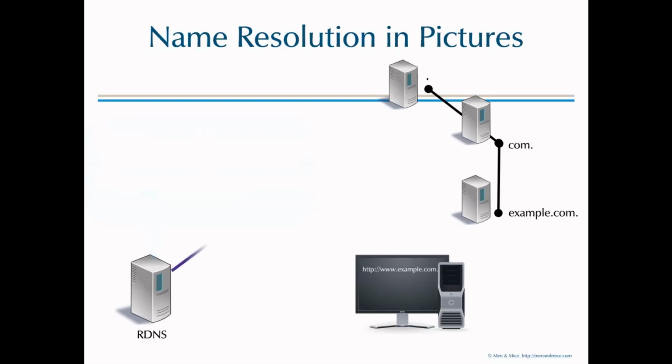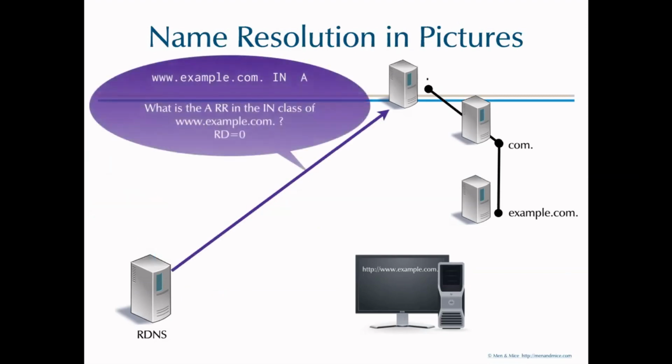Here we go. There's the query, same query, www.example.com, IN, A. It says the same question: what is the A resource record in the IN class of www.example.com? But look at the RD flag here. The RD flag is off. It's cleared. He doesn't want recursion. If this root server that he's sending to was willing to do recursion and go and figure out an answer, he doesn't want him to do that. The RDNS server just wants to know what the root server knows. Now, the root server wouldn't do recursion anyway, but just to be clear.